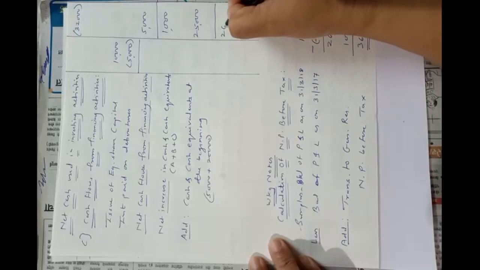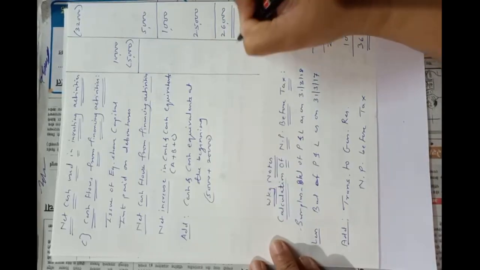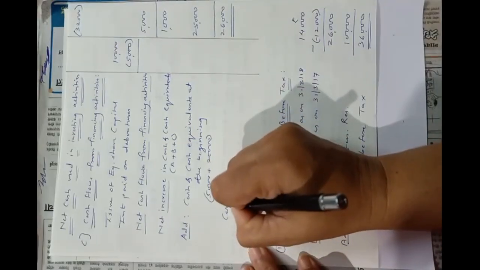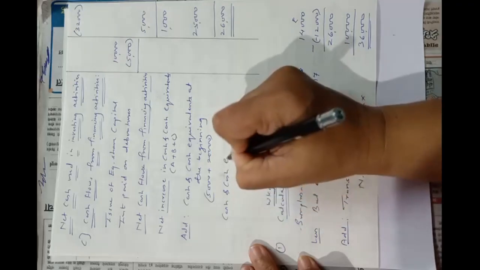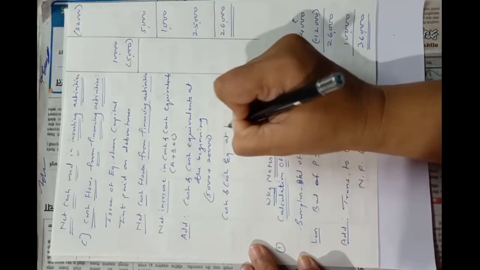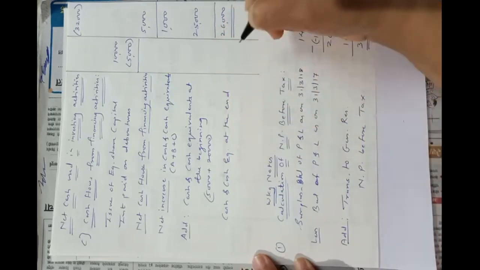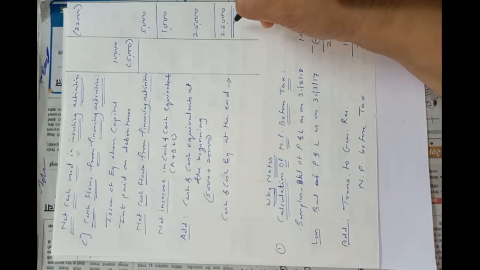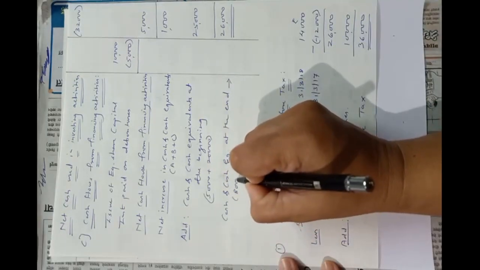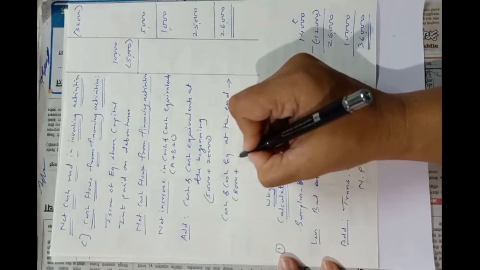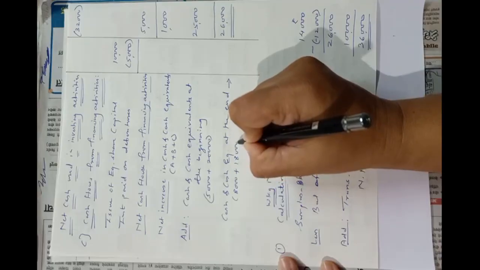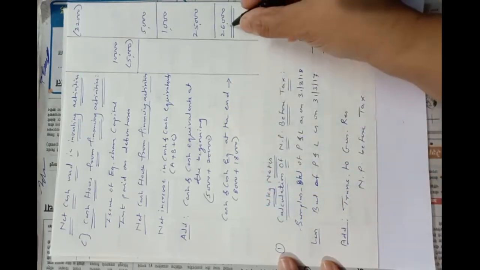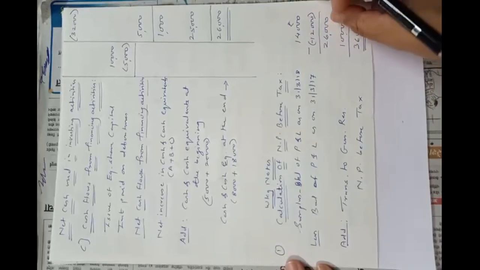The answer is 26,000, which will be cash and cash equivalents at the end. Okay, cash and cash equivalents at the end. Now see the balance as on 31st March 2018. Cash balance given is 8,000 plus current investment. See the balance, it is 18,000. So 8,000 plus 18,000 means 26,000. So our cash flow statement is correct.